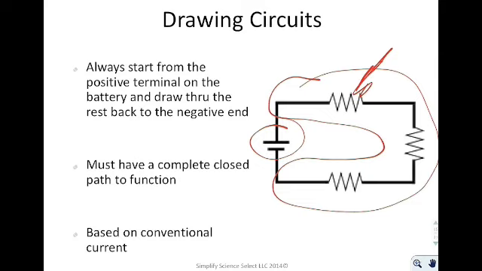So the idea of drawing circuits is based on conventional current, which is the idea that you have a positive charge that leaves the battery and moves through the wire. We know that's really not the case anymore, but we still use that convention when we're drawing circuits.